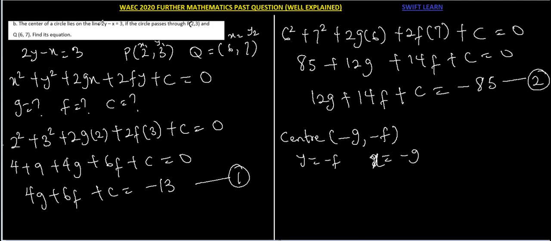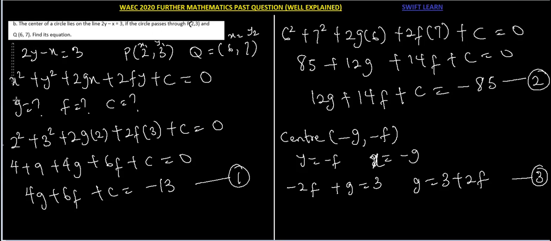So what I'll do is that where I see y, I'll put minus f. This one is minus already. Minus bracket minus g will be what? Plus g equals to 3. That means g is what? 3 plus 2f. So this is like our equation 3. Now we're going to put this 3 plus 2f, g equals 3 plus 2f, inside these two equations and look at what we are going to have. So let's try that. Before we do that, let's try to clean up all this.